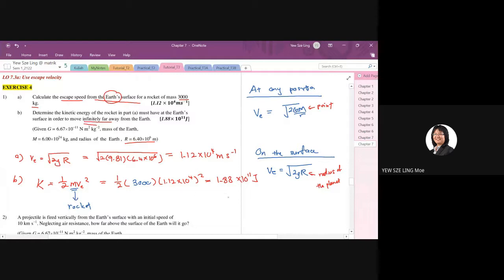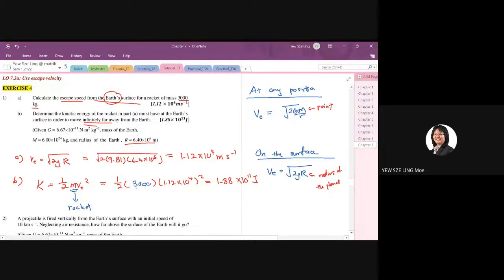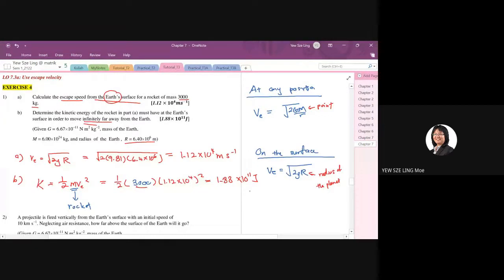So the energy needed depends on the object. If you have an object with a large mass, you need more energy. But if you have an object with a small mass, then you use just a bit of energy to move it. But when it comes to escape velocity, the escape velocity is still the same. It doesn't matter whether you're looking at a rocket or you yourself want to escape from the Earth. Let's say Ali wants to escape from the Earth, the escape velocity is still 1.12 times 10 to the power of 4 meters per second.